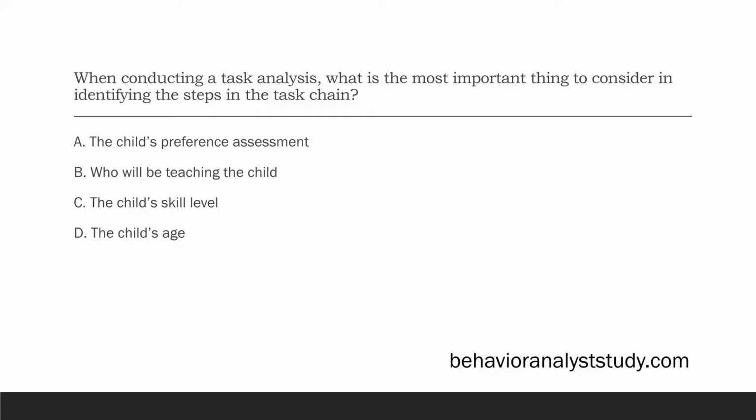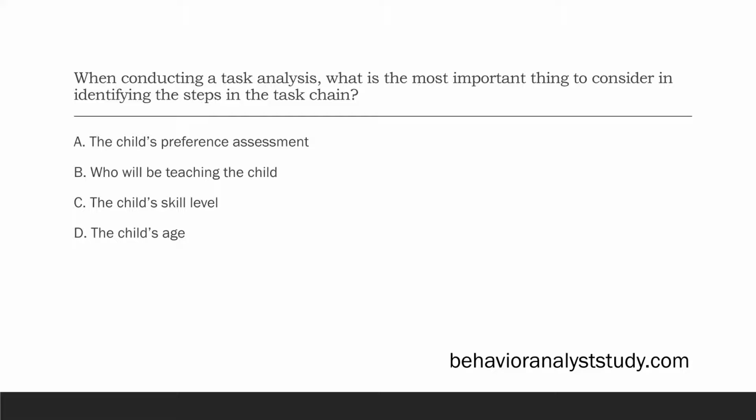B, who will be teaching the child? Important, right? Because we're going to have to train them. We're going to have to make sure they implement it with fidelity. But any technician should be able to teach your task chain, right? If you're supervising and training them correctly, it shouldn't really matter who's teaching the child the chain. And that's definitely not going to impact the steps. We're not going to alter steps because the technician can't teach, right? That's not what we're trying to do.